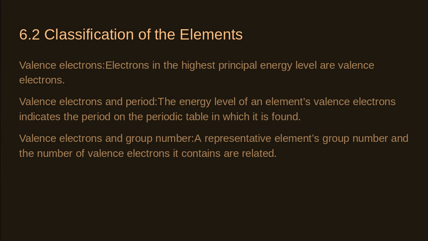Valence electrons: electrons in the highest principal energy level. Valence electrons in period: the energy level of an element's valence electrons indicates the period on the periodic table in which it is found. Valence electrons and group number: a representative element's group number and the number of valence electrons it contains are related.